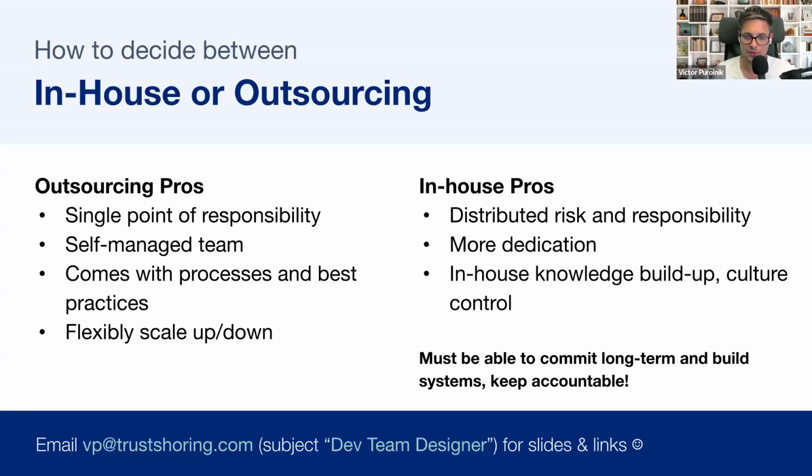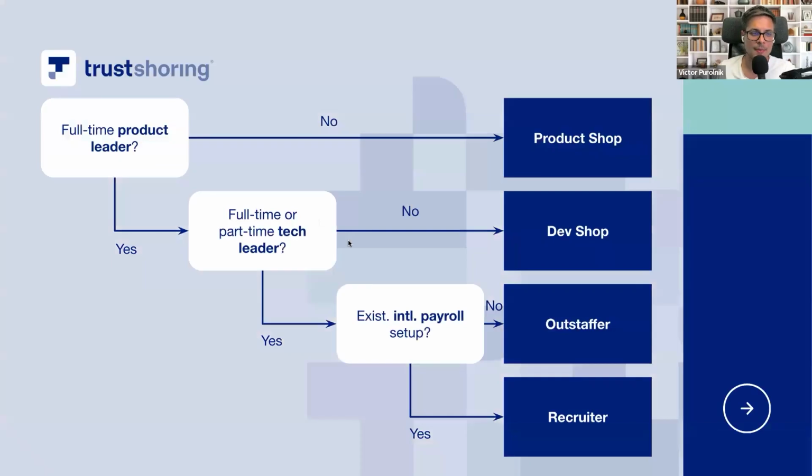If you hire in-house, of course, you have that risk distributed and the responsibility distributed. One person quits, that's okay, but usually is not a tragedy to your entire company. You have more dedication from each individual, and you're, of course, building up knowledge, you're building up culture, you have some more control, but you must be able to commit to that team long term, build those systems, and keep people accountable. If you're willing to do that, you're going to have a great result and you're going to run a killer in-house team.